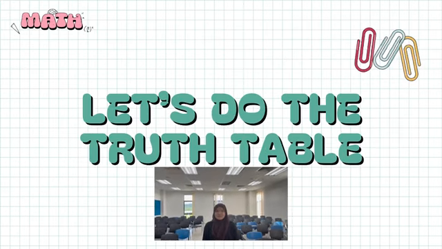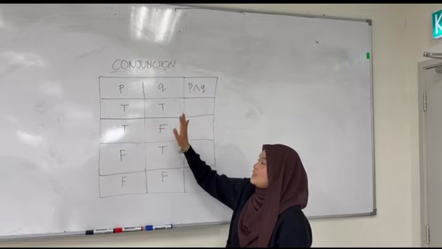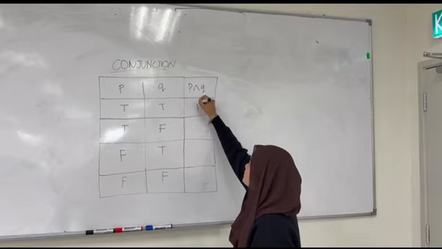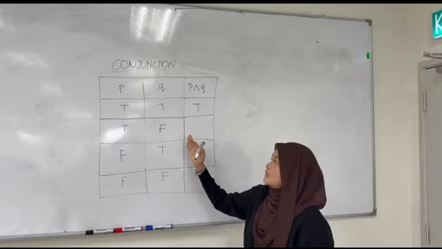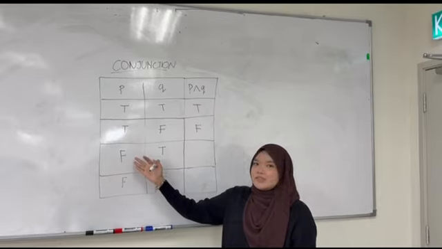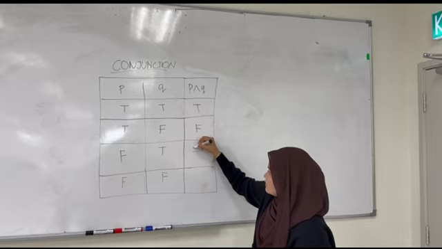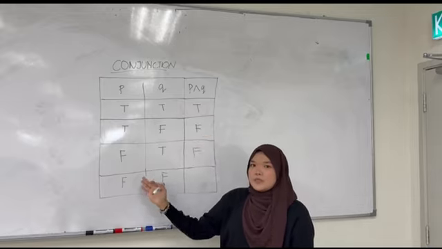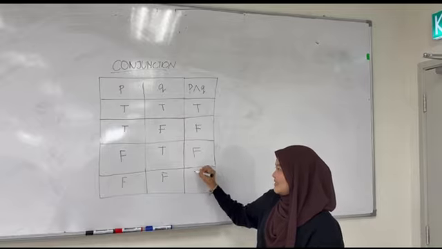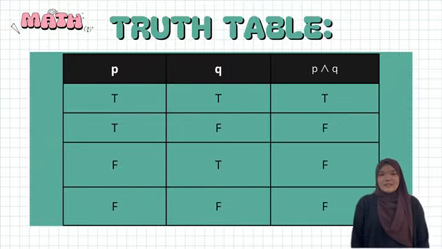Now, let's do the truth table. This is the conjunction truth table. If P is true and Q is true, then P conjunction Q is true. If P is true and Q is false, then P conjunction Q is false. If P is false and Q is true, then P conjunction Q is false. Lastly, if P is false and Q is false, then P conjunction Q is false. This is the final answer for the truth table.